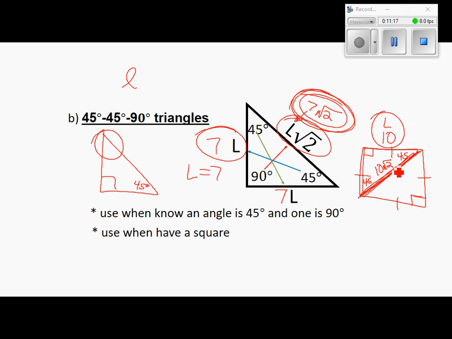And then we also did the problems where they told us the diagonal. Maybe they told you the diagonal was 16 times the square root of 2, and if this was a square, all these sides were congruent, then you know that L is right there, so that means each side of the square has to be 16.